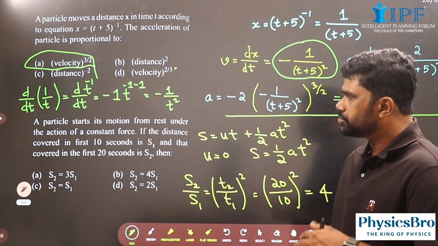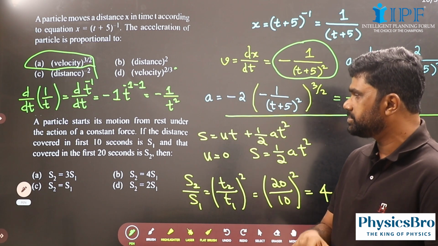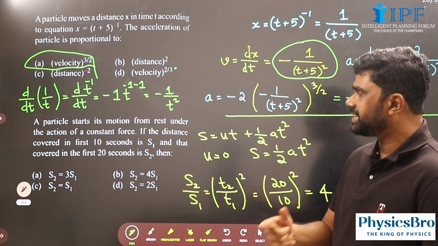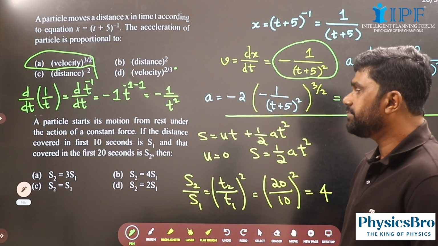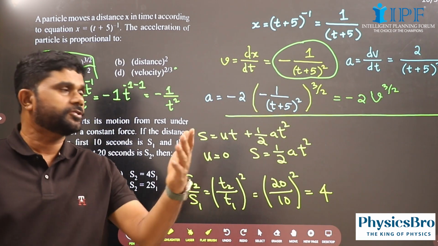Okay, now let's go to the next question. A particle starts its motion from rest under the action of a constant force. The distance covered in the first 10 seconds is s1, and the distance covered in the first 20 seconds is s2. It's not the next 20 seconds, it is the first 20 seconds.